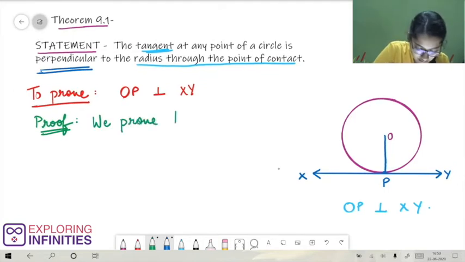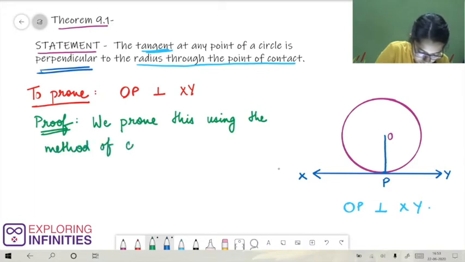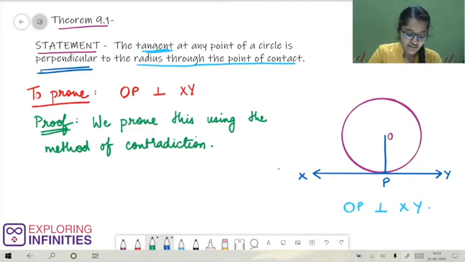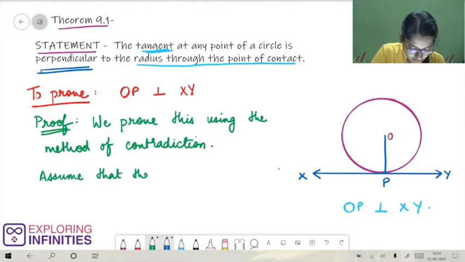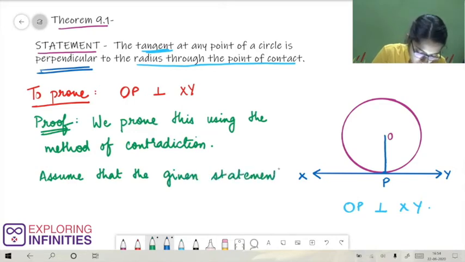We prove this using the method of contradiction. So first, we have to assume that the given statement is wrong. Assume that the given statement is wrong. That implies OP is not perpendicular to XY.